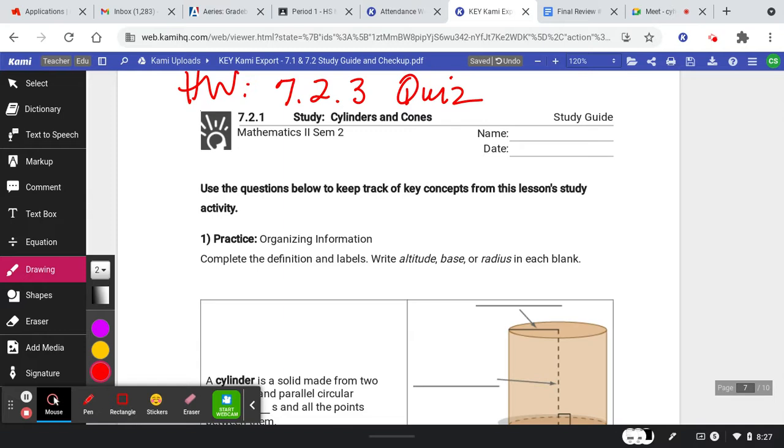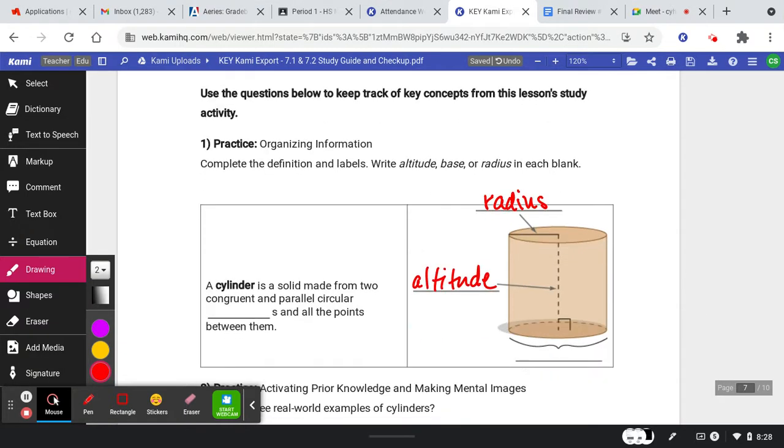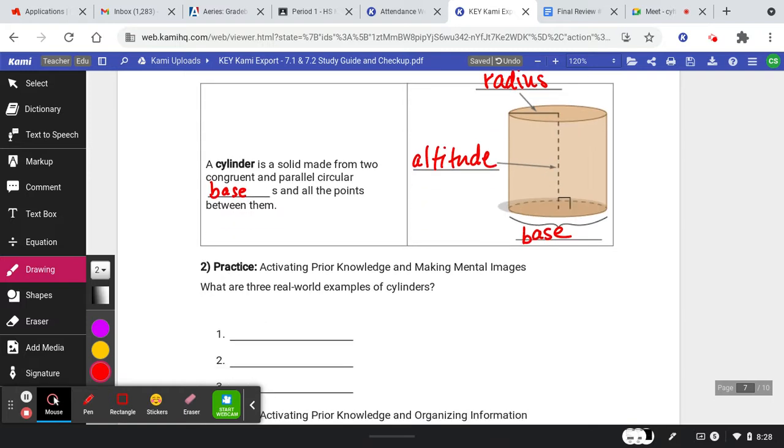Okay, so let's do the parts of this cylinder here in this picture. All right, go ahead and label right here. Stuff I know, circles from last chapter. There's my radius of the top of the cylinder. Inside there is known as the altitude. And at the bottom, we have the base, which happens to be a circle. So a cylinder is a solid made from two congruent and parallel circular bases and all the points in between them. The parts of the cylinder are the radius, the altitude, and the base. Those are all important for calculating area, surface area, and volume, etc.